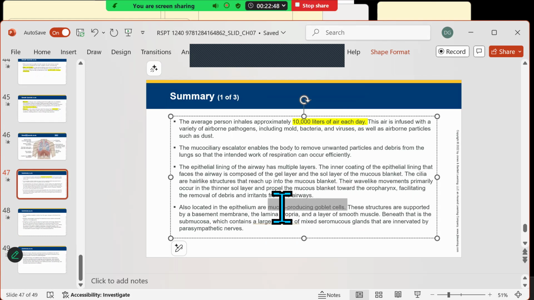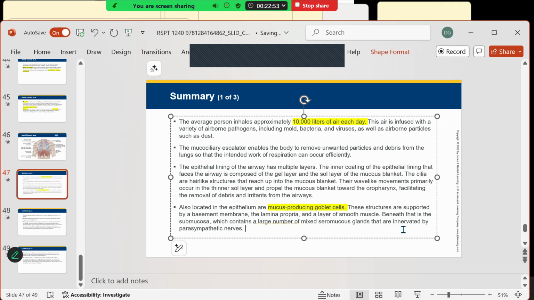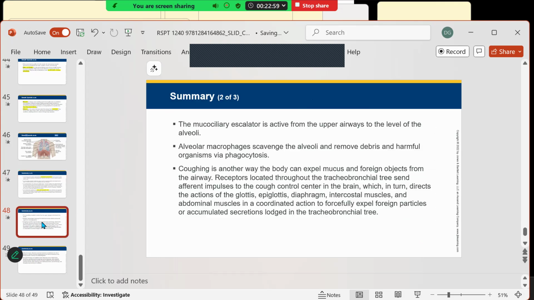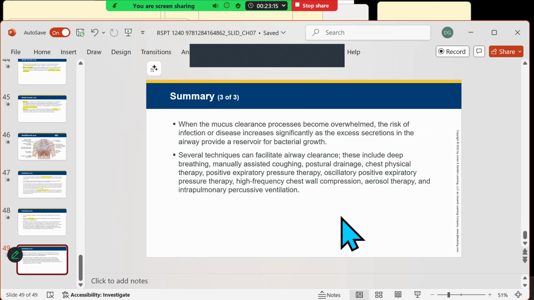Goblet cells produce the mucus. If you see an increase in the number and size of the goblet cells, something's causing that, and it's probably inflammation. The mucociliary escalator gets the secretions up to the level where we can cough them out. And then the macrophage does its remarkable job down in the alveolus, capturing and killing bacteria. Just a miracle in nature, I believe.